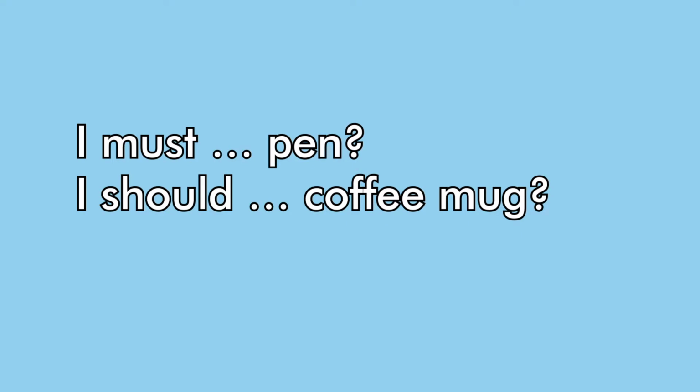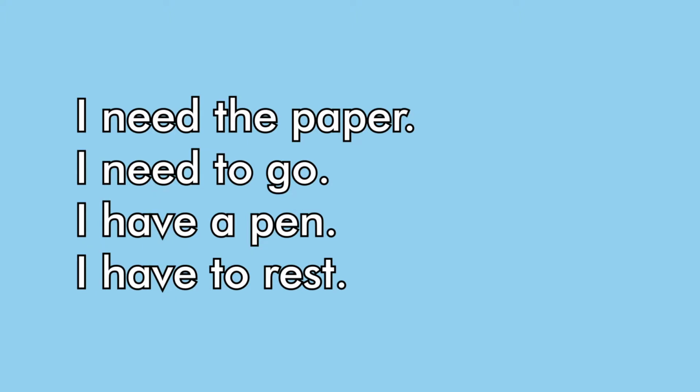Verbs that can take a direct object use the same construction, with the infinitive phrase used instead of the noun or pronoun. I need the paper. I need to go. I have a pen. I have to rest. And this is where we really start learning about what infinitive verbs do and how we use them in English.